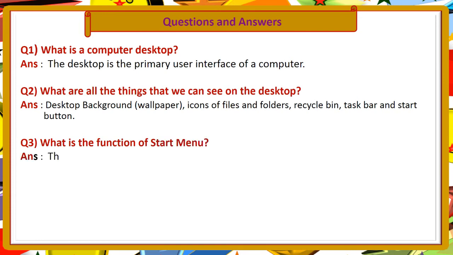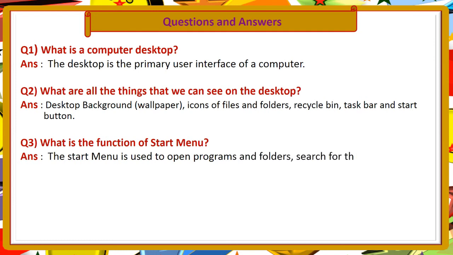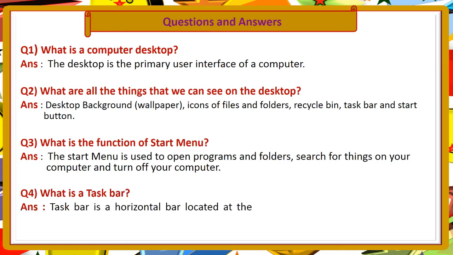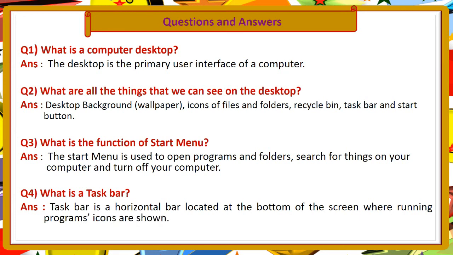Question number 3. What is the function of start menu? Answer. The Start menu is used to open programs and folders, search for things on your computer and turn off your computer. Question number 4. What is a taskbar? Answer. Taskbar is a horizontal bar located at the bottom of the screen where running program icons are shown.